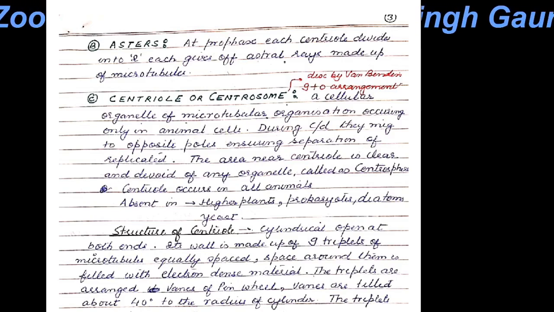Now, what are asters? At the prophase, each centriole divides into two. Each gives off astral rays made up of microtubules. The centrioles or centrosomes were discovered by Van Beneden and have a 9+0 microtubular arrangement. A centriole is a cellular organelle of microtubular organization, and it is found only in animals, and during cell division they migrate to the opposite poles, ensuring the separation of the replicated.